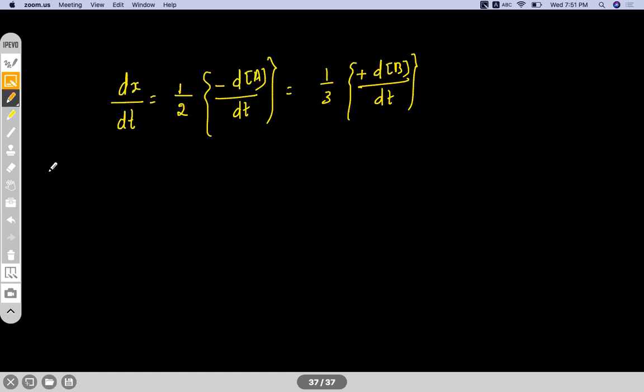Two notes you write down here. Write down: rate of any reactant or product is independent of its stoichiometric coefficient. Okay. Rate of any particular species, any reactant or product, is independent of its stoichiometric coefficient.